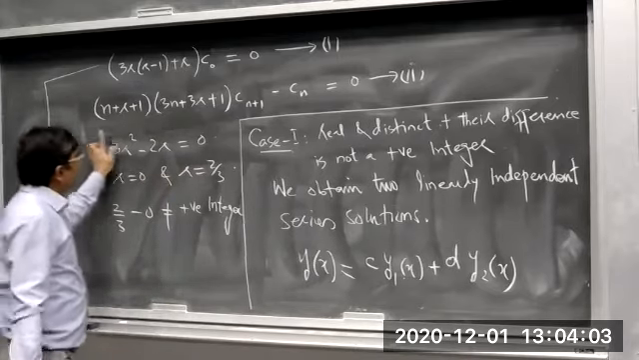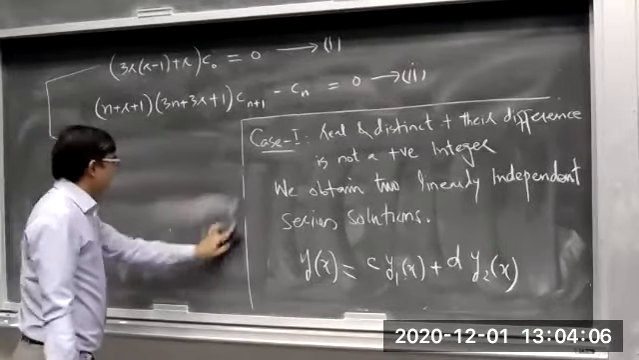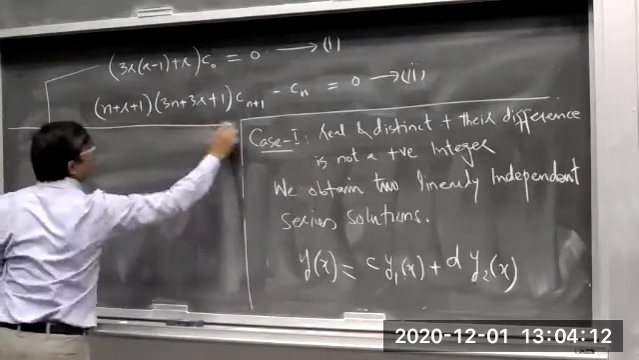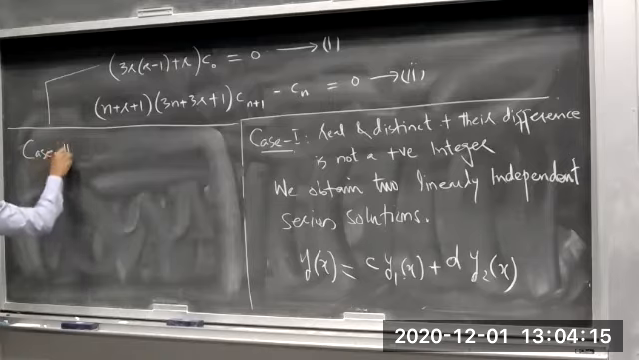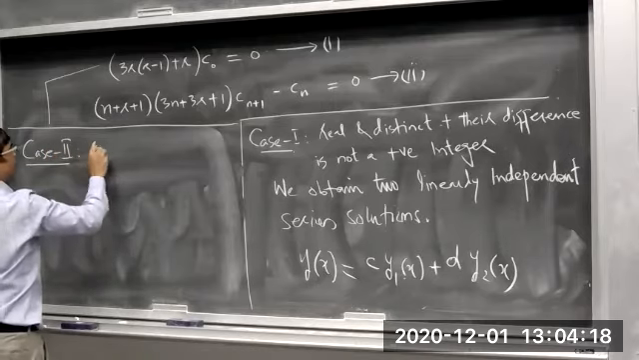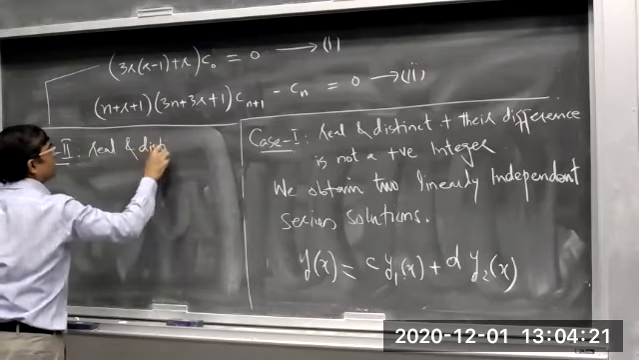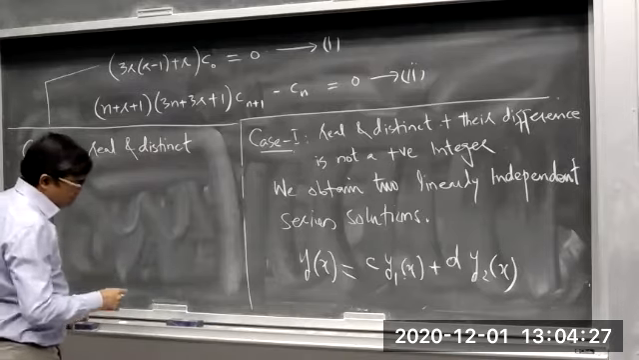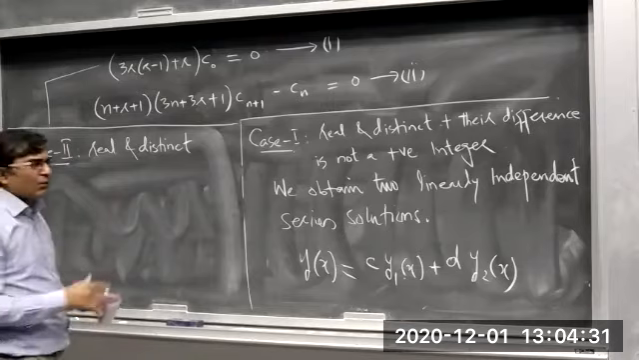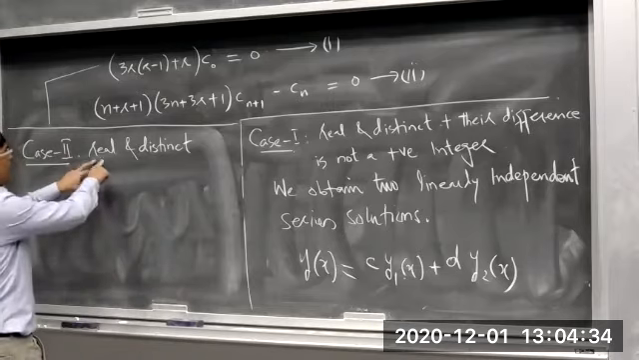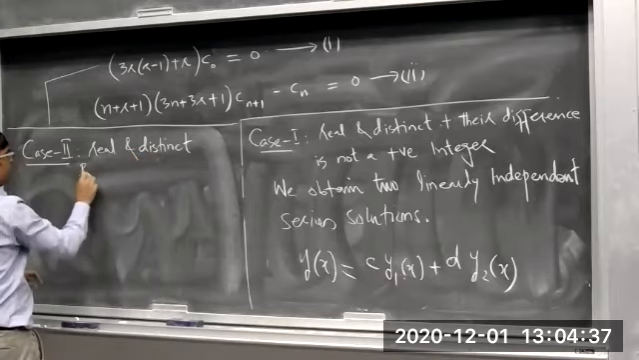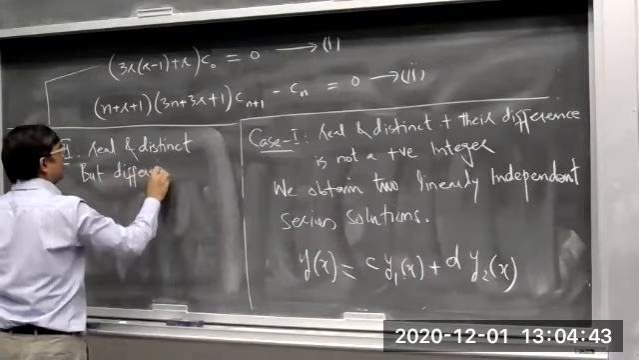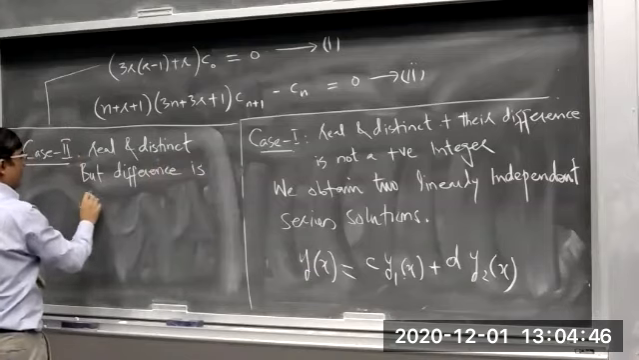Now, case two is when the roots are real and distinct, but their difference is a positive integer. Cases 2 and 3 are basically almost identical, with only a minor difference.